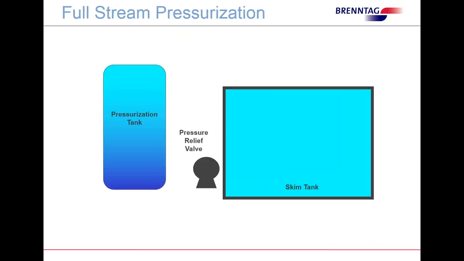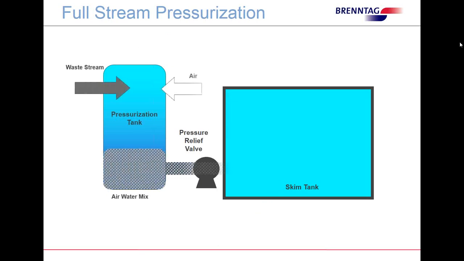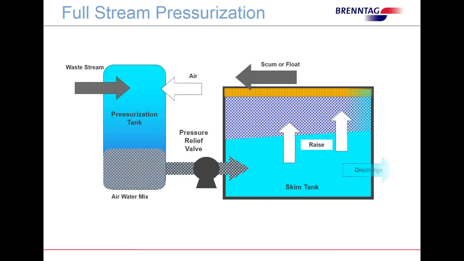There's also what's called a full stream pressurization tank. And here, very similar to the partial stream DAF, the waste stream comes in, but in this case, the entire stream is pressurized with air. Again, now releasing through a pressure release valve, and the float now comes to the top and is skimmed off.